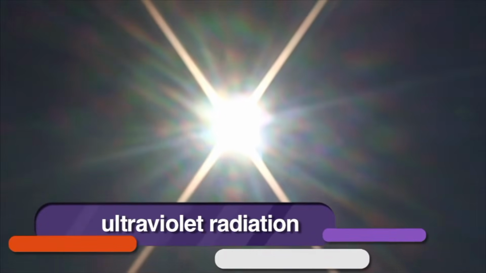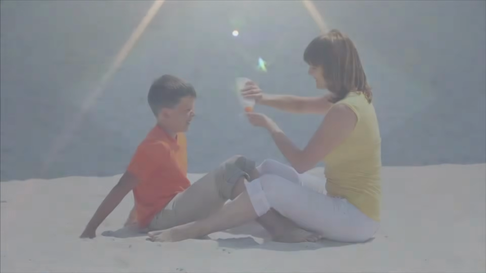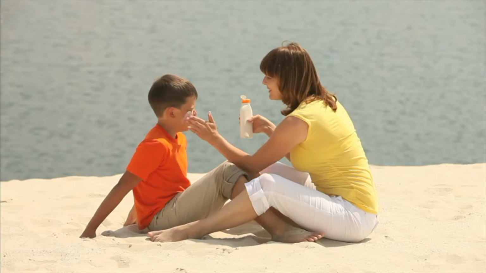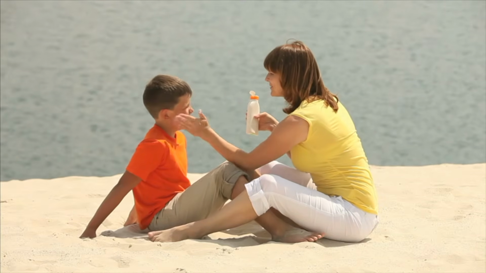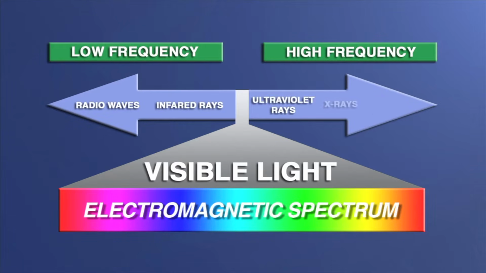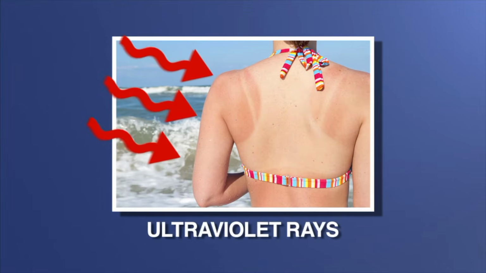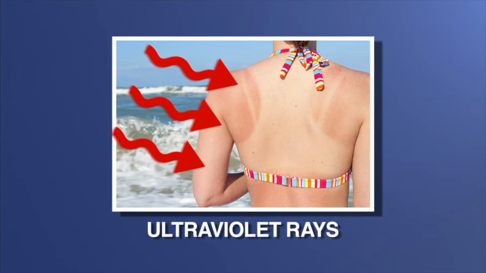Ultraviolet radiation is a type of energy that comes to the Earth from the sun, can damage skin and cause cancer, and is mostly absorbed by the ozone layer. The sun gives off light that we classify at various points on the electromagnetic spectrum, but it's ultraviolet rays that can cause sunburn and harm our skin.